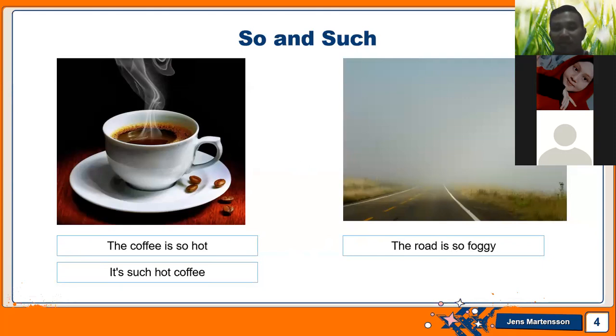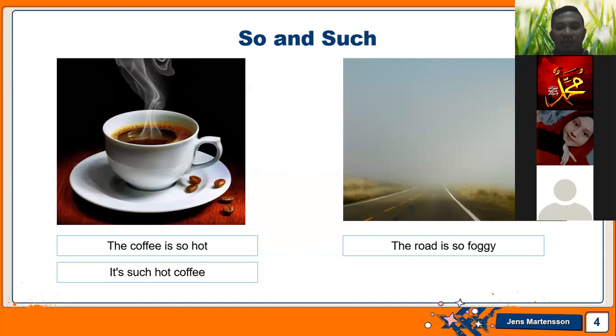Who can give me the sentence now? It is such a foggy road. Correct. Can you see the difference here? It is such a hot coffee, and here it is such a foggy road. What is the difference between these two sentences?